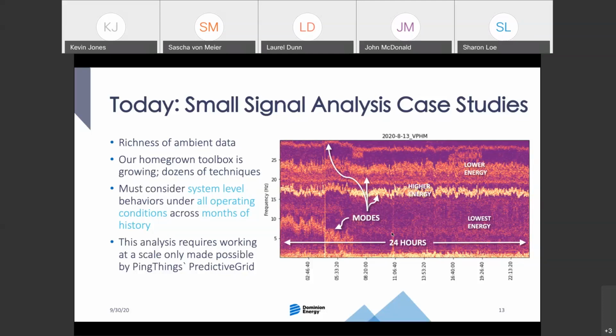And I want to point out, again, we're not looking at events. This is ambient data that we're looking at, and there's a richness there that is, I don't want to use the word surprising. We always hypothesized that it was there, but it's really exciting. And being able to look at this kind of analysis at this scale is a quintessential big data problem, and is something that we'd only be able to do with our collaboration with Ping Things.